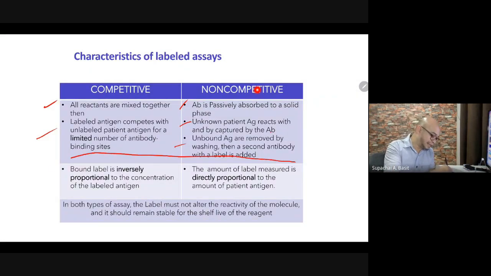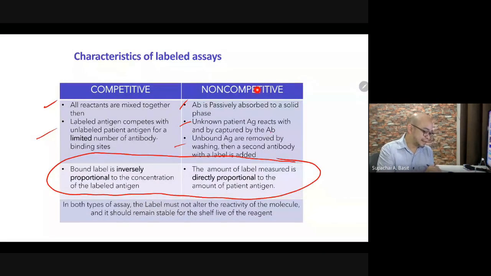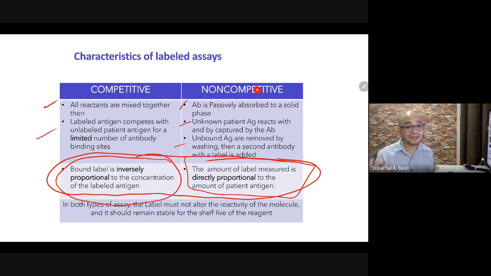So basically, here's the difference, no? In competitive, bound label is inversely proportional to the concentration of the labeled antigen. But in non-competitive, the amount of label measured is directly proportional to the amount of patient's antigen. So here, the more intense the color, then the more antigen is present. Here naman, the less intense the color, then the less antigen is present.